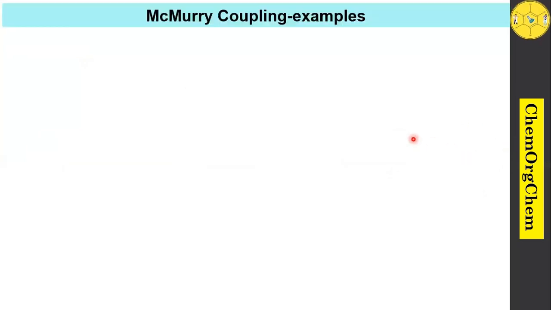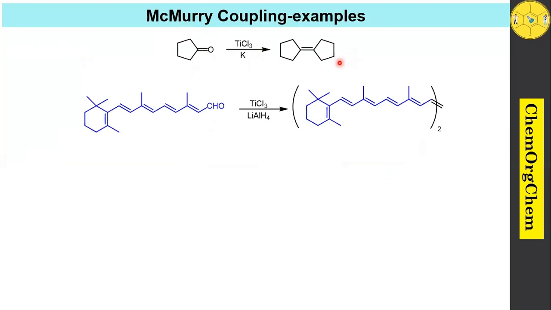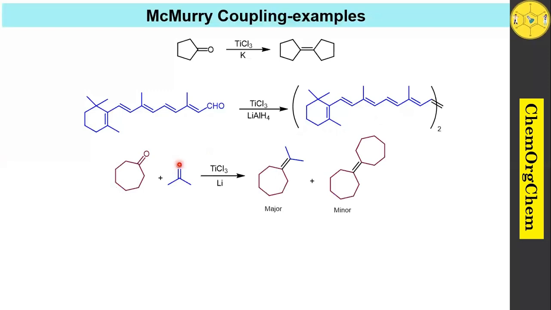So next, moving on, some examples based on McMurry coupling. When you take cyclopentanone and treat it with titanium trichloride and potassium, it readily produces the corresponding alkene compound. Not only ketone, if you take an aldehyde, here you see this compound containing an aldehyde, when you treat it with titanium trichloride in the presence of lithium aluminum hydride, it readily produces the corresponding alkene product.